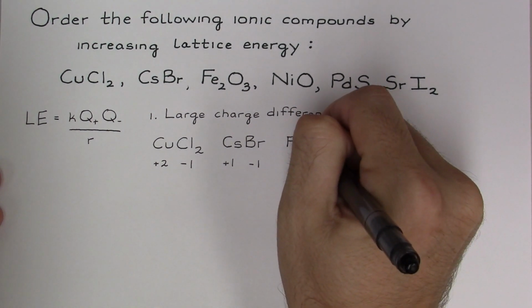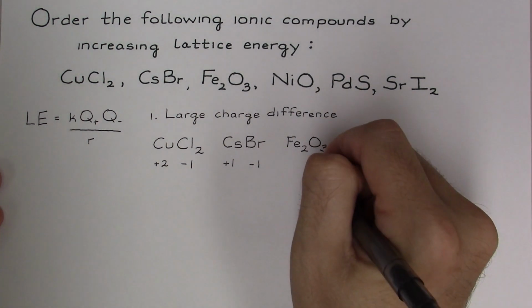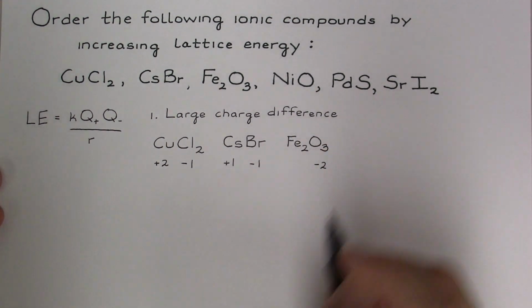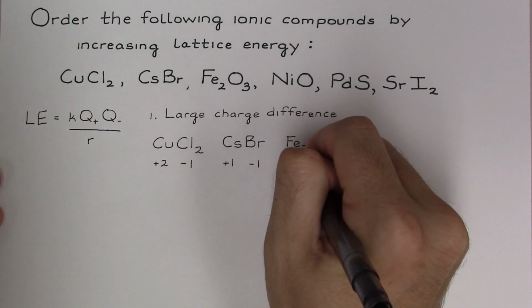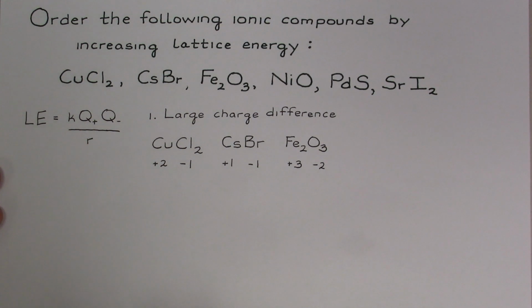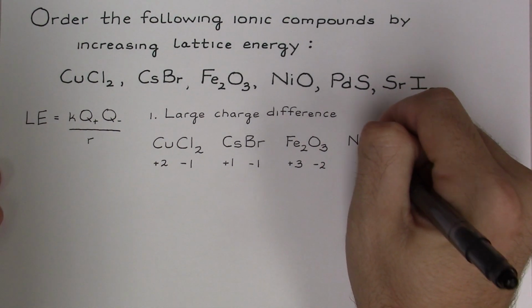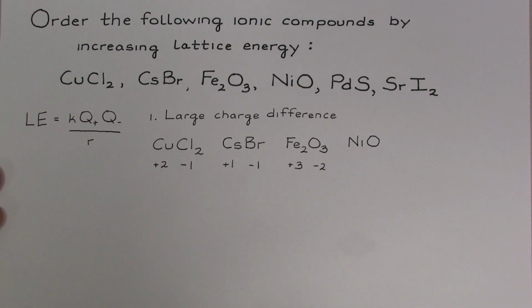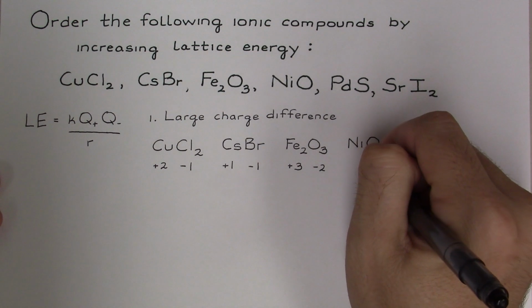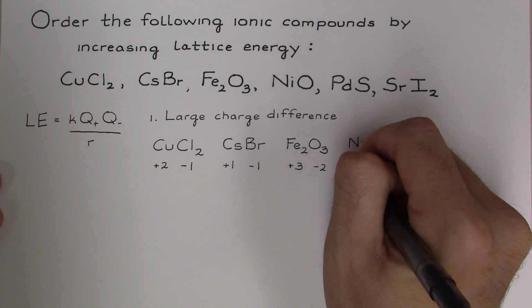If I go to the iron 3 oxide, our oxygen is in our column of 6A, so it's going to be -2. This means that each iron must be 3+, so that way all of the charges will cancel. Notice that this has a very large charge difference. Now I can go to my nickel oxide. Oxygen again is -2, and seeing that there's only one nickel, it must be 2+.